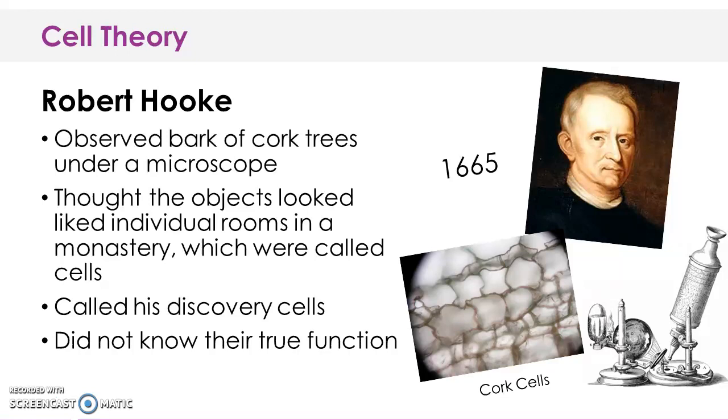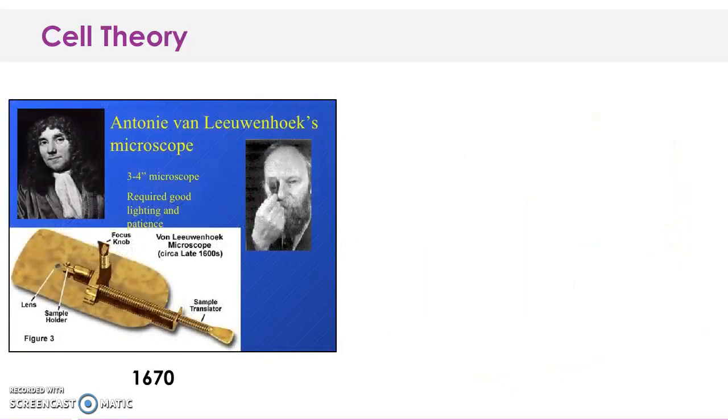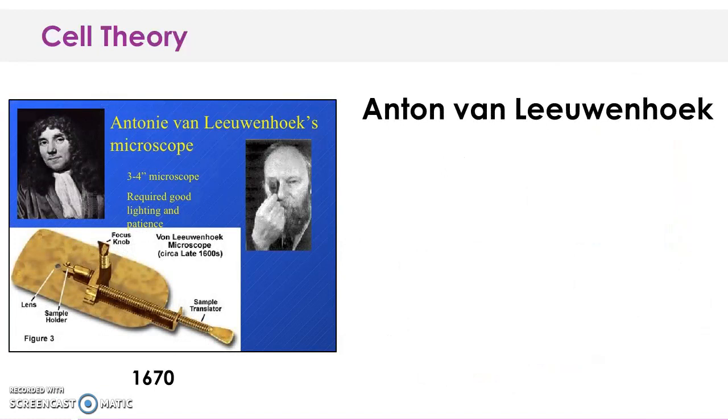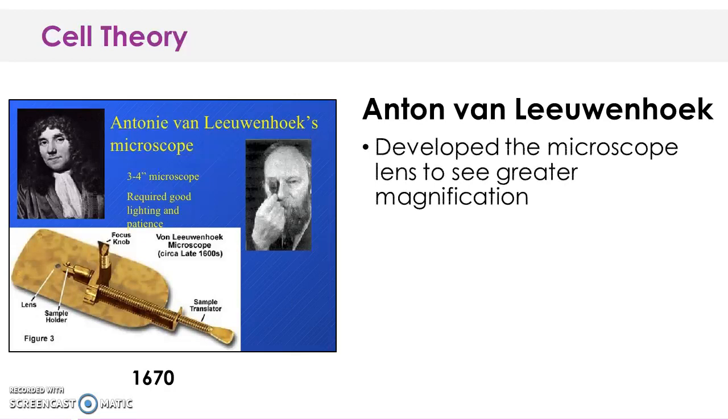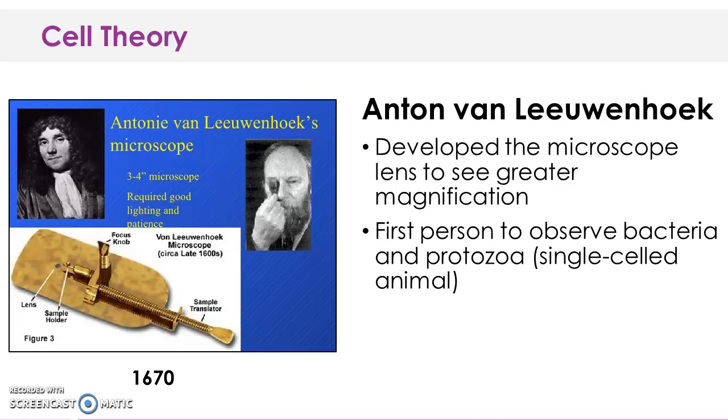However, even though he was the first to discover cells existed, at this time, he did not really understand what their true function was. That came with a scientist by the name of Anton von Leeuwenhoek. He decided to expand on Robert Hooke's discovery of the cell, and he developed a microscope lens that could see a greater magnification, so he could see these cells in more detail.